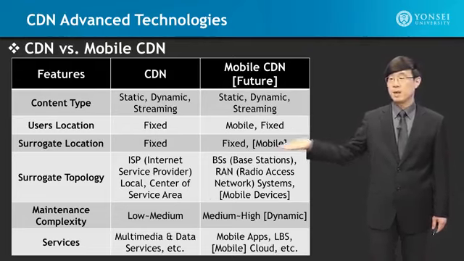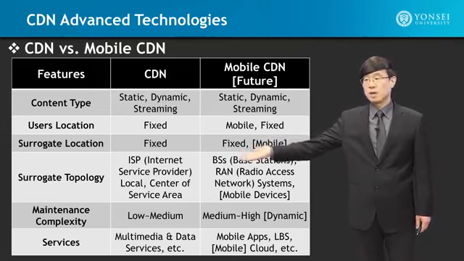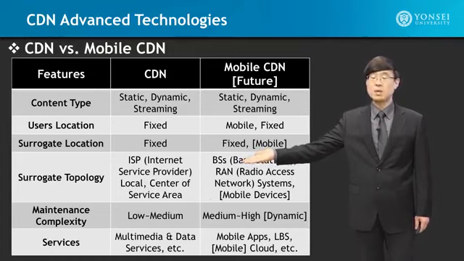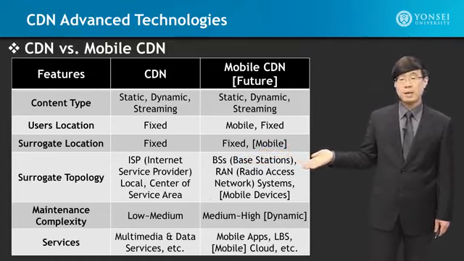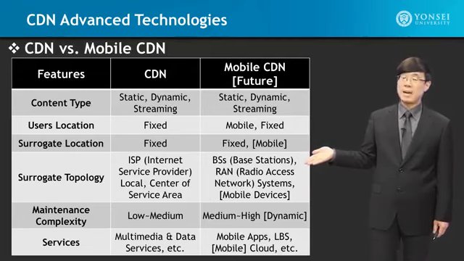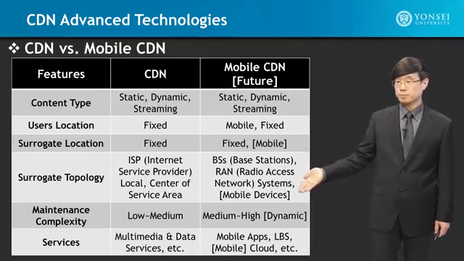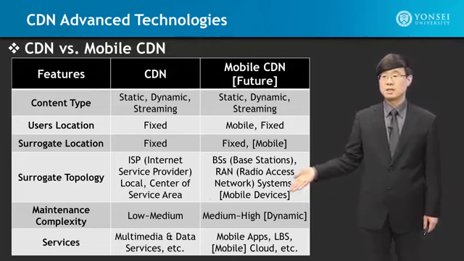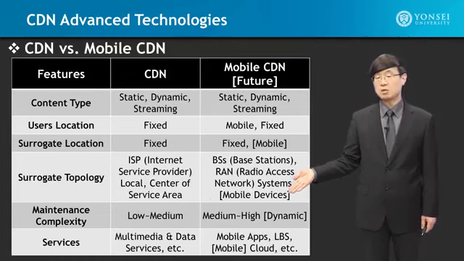Surrogate topology, the internet service provider. Also, center of service area, you can find that, and that will be your center point. However, in mobile CDN technology, you're going to be looking at mobile communication networks, their base stations, the radio access network, and other technologies. Maintenance complexity. Here in CDN, it is low to medium. However, in mobile CDN, it's medium to high. And so therefore, you need to consider how you're going to maintain and control the mobile CDN network.